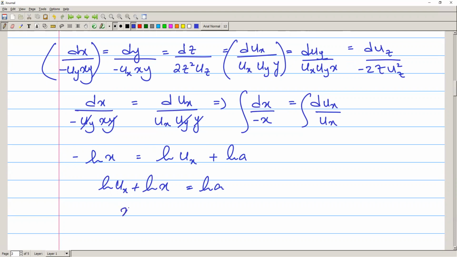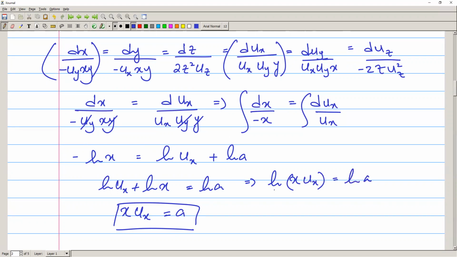So now we can write x times ux is equal to a, because here we use the property of log, that is, log x times ux will be equal to ln a, and when we take base e to both sides, we will be left with x ux is equal to a.